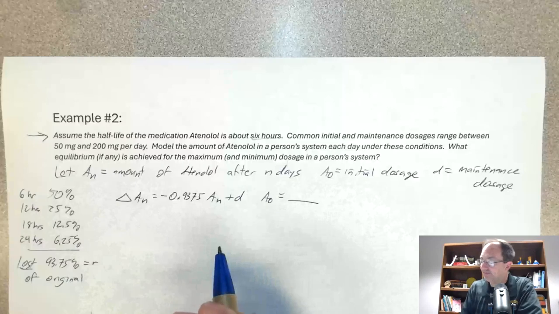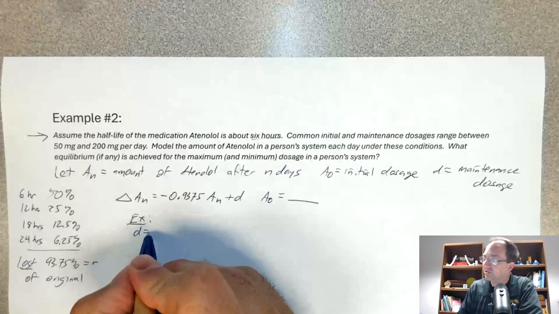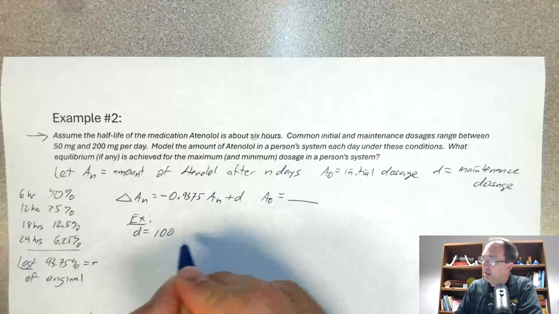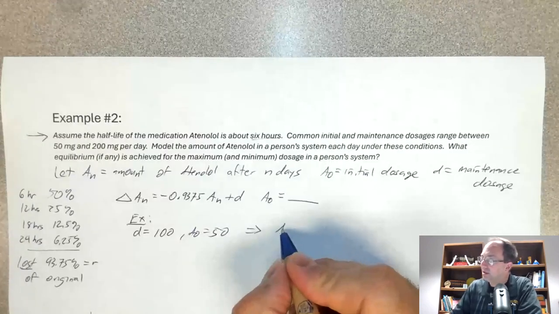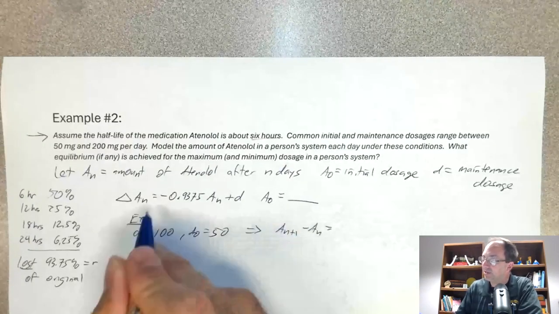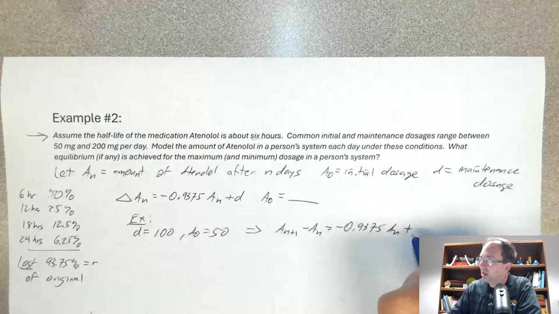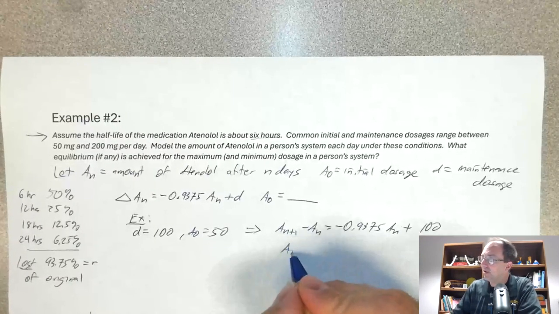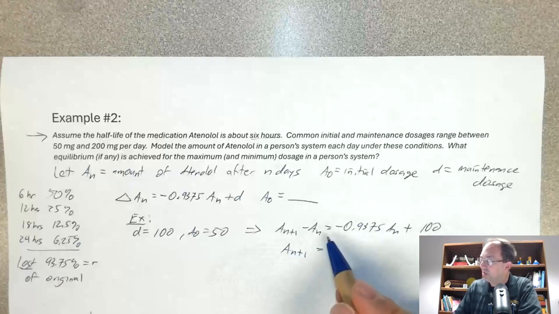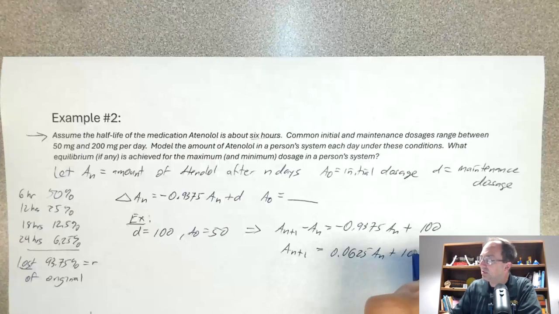And now we want to see it in action. So let's do a specific example. Let's say D is equal to 100 and A naught is equal to 50. So what that gives us is A sub n plus 1 minus A sub n, that's our change, is negative 0.9375 A sub n plus 100. If I move this over, that's adding 1. So I have A sub n plus 1 equals, notice, 1 plus this negative number is 0.0625 A sub n plus 100 with an initial value of 50.